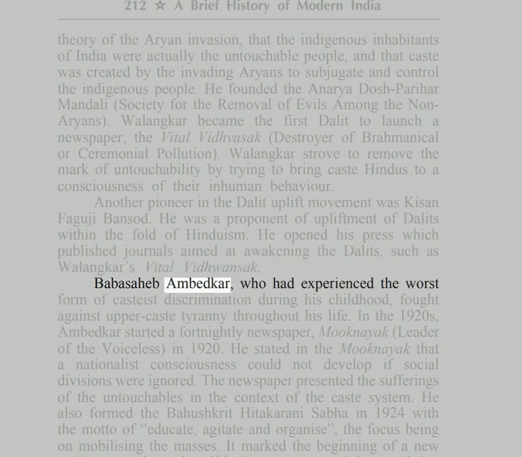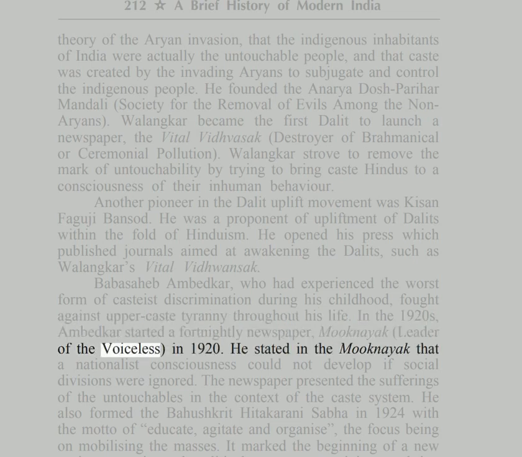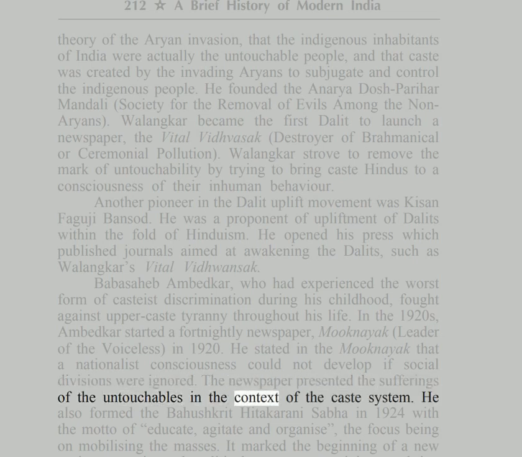Babasaheb Ambedkar, who had experienced the worst form of casteist discrimination during his childhood, fought against upper caste tyranny throughout his life. In the 1920s, Ambedkar started a fortnightly newspaper, Mooknayak, leader of the voiceless, in 1920. He stated in the Mooknayak that a nationalist consciousness could not develop if social divisions were ignored. The newspaper presented the sufferings of the untouchables in the context of the caste system.